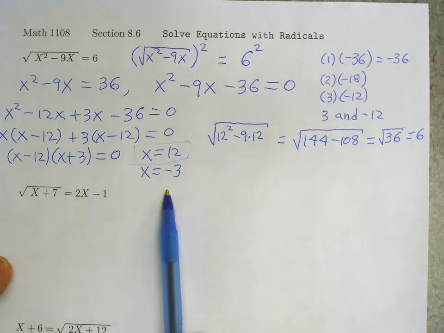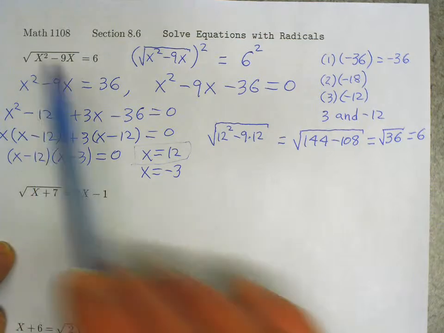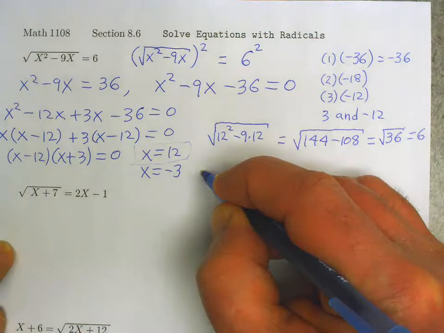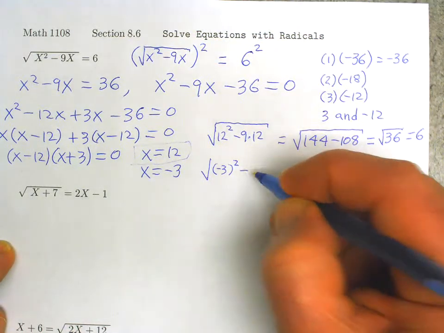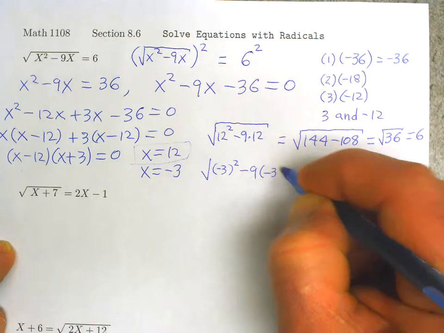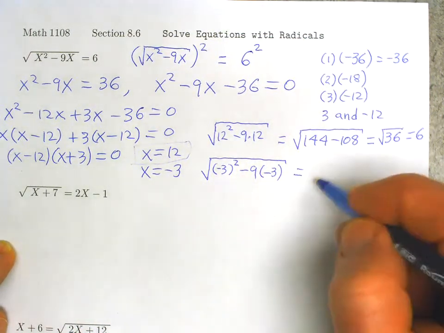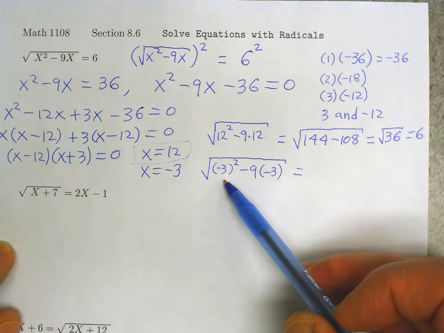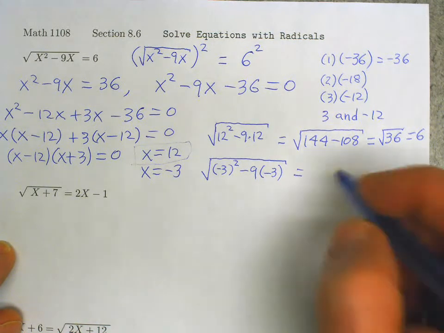And now we check to see if the other number, -3, is a solution. So in the original equation, replace x with -3. So this time we have the square root of the number -3 squared minus 9 times -3. And then do the arithmetic inside the square root. When we square the number -3, we get 9. And when we subtract -27, we add 27.